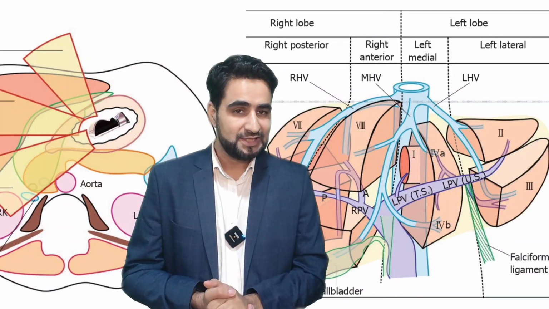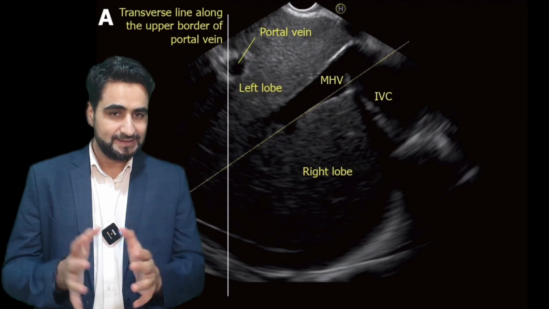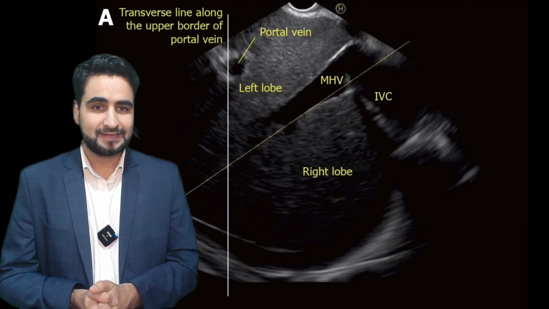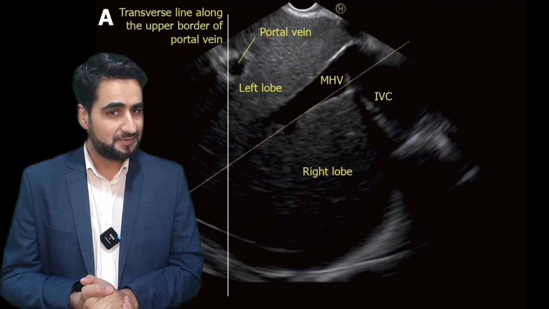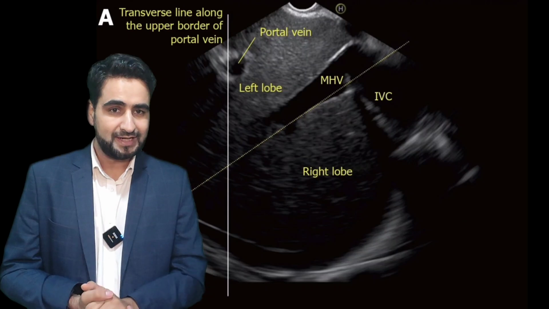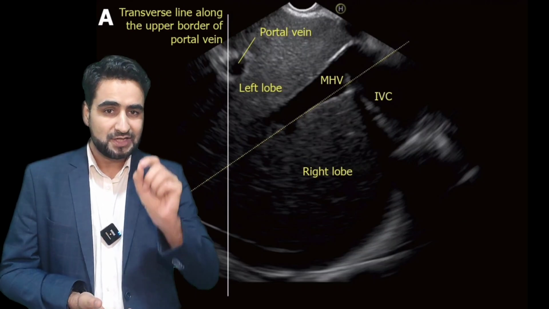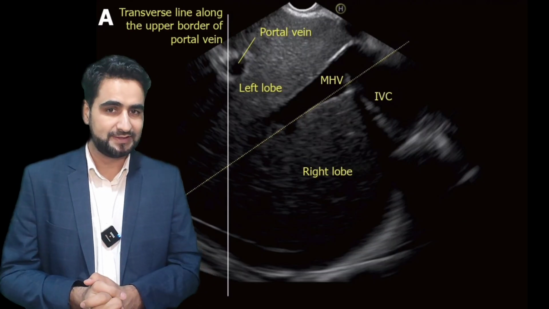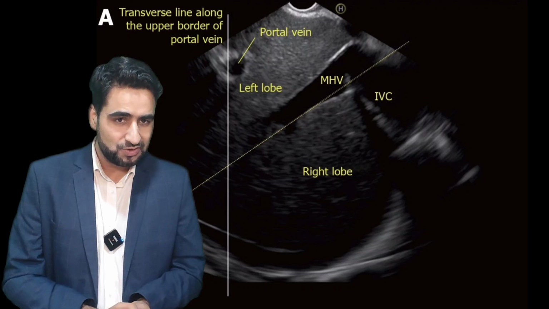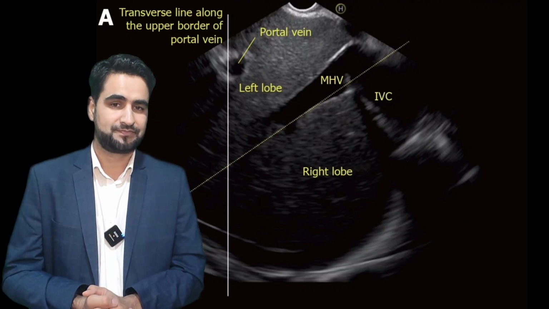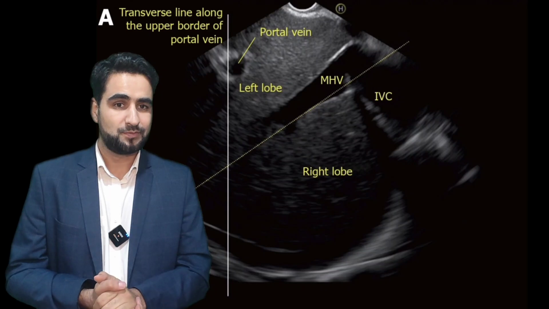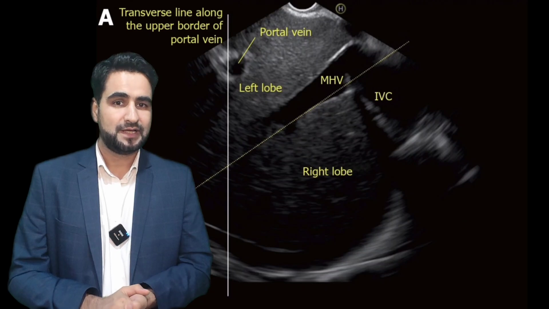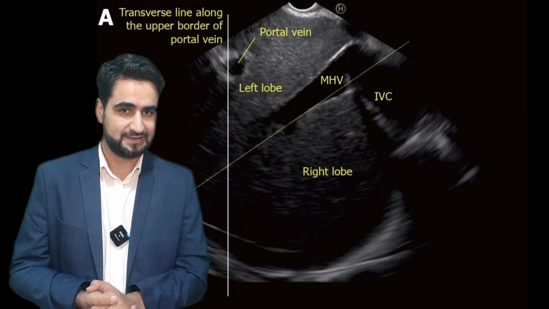Now, let's analyze the EUS image step by step. In this image, we identify the middle hepatic vein, which runs in the plane known as Cantlie's line. This is a crucial anatomical landmark because it separates the right and left lobes of the liver. It runs vertically from the inferior vena cava towards the gallbladder fossa on the inferior surface. The portal vein can be seen below the inferior vena cava posteriorly. A transverse line drawn along the upper border of the portal vein helps orient you to the lobar division. This view is the foundation for segmental localization.